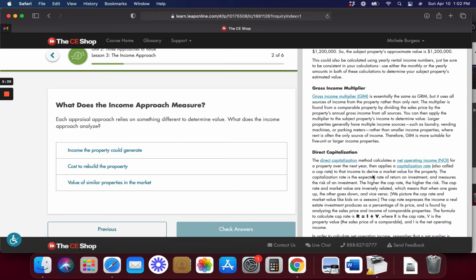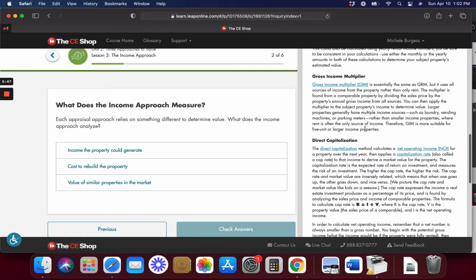Now, multi-family properties or triplexes usually don't have all of those laundry and vending machines and parking meters and things. They just share a lot of spots for parking.